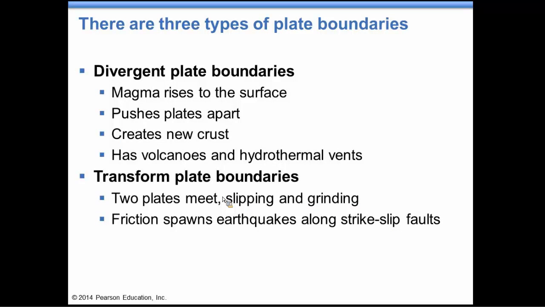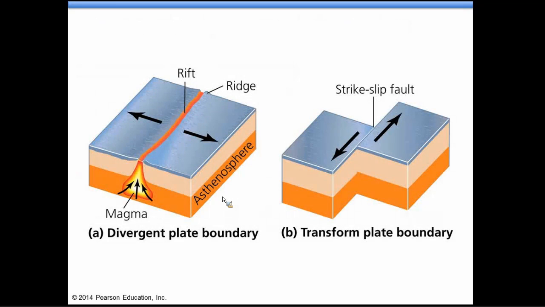There are three types of plate boundaries. The processes that occur at the boundaries between plates have major consequences. At divergent plate boundaries, tectonic plates push apart as magma rises upward toward the surface, creating new lithosphere as it cools. Where two plates meet, they may slip and grind alongside one another, forming a transform plate boundary, faults or fractures in Earth's crust. Here we have an example of both the divergent plate boundary, and as we can see, they're moving apart. And we also have an example of a transform plate boundary as they slip and grind past one another.